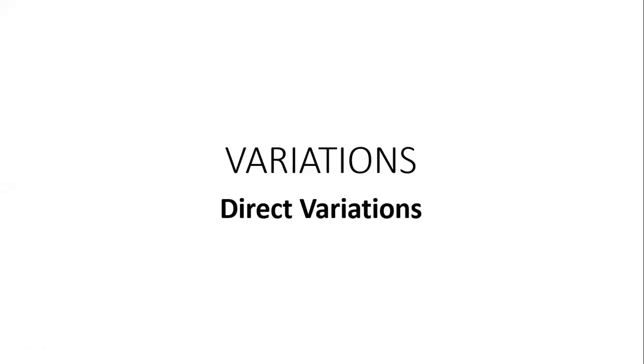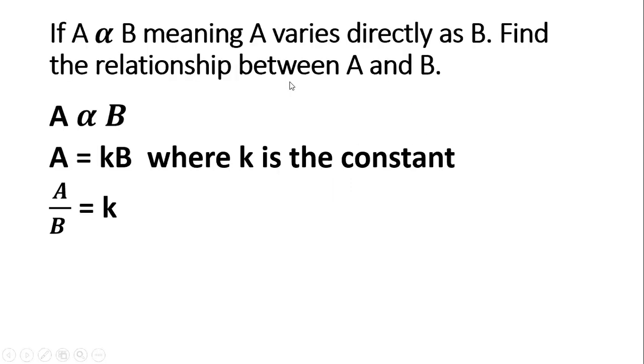Variation. We are starting with direct variation, and we are going to be seeing what direct variation is. A varies directly as B. This sign is used for variation, and this means A varies directly as B. Find the relationship between A and B, that's the formula connecting A and B together.